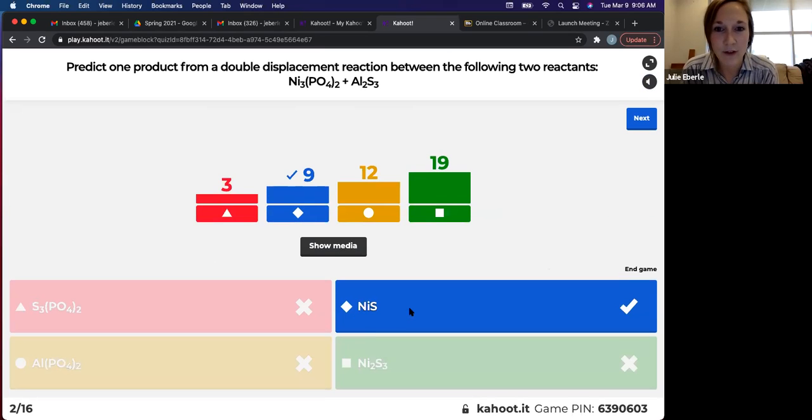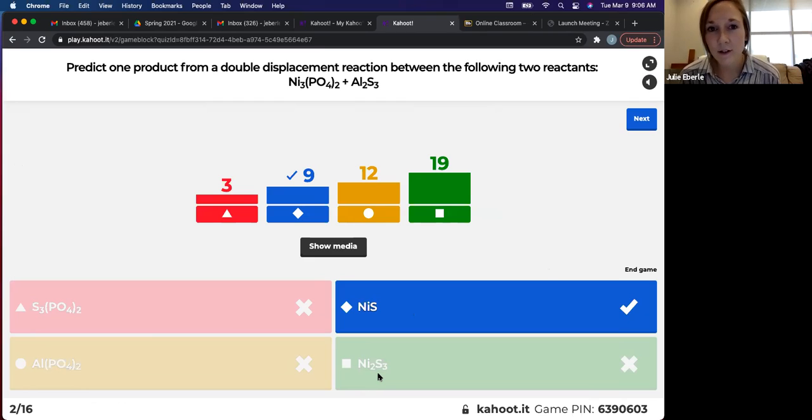Yeah, nickel sulfide was the correct answer. Only 9 people chose that. Most people chose Ni2S3, okay, but why is that wrong?